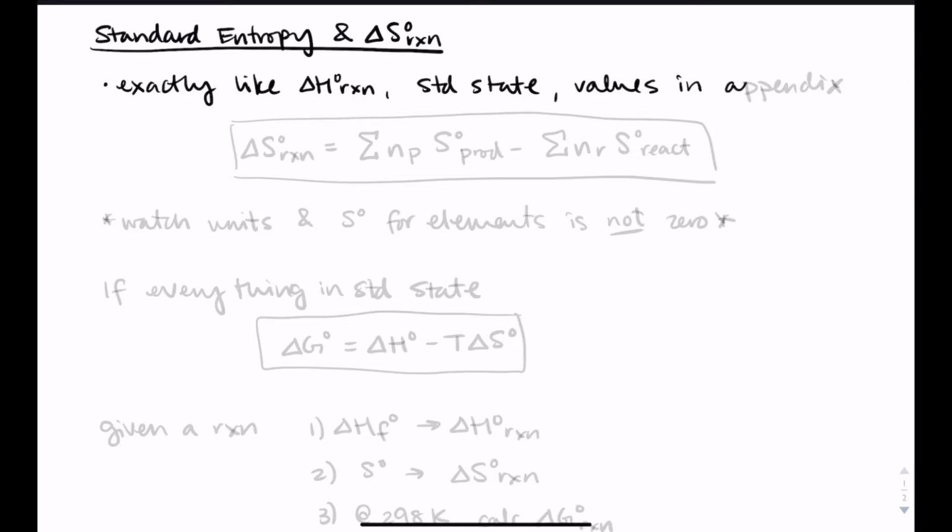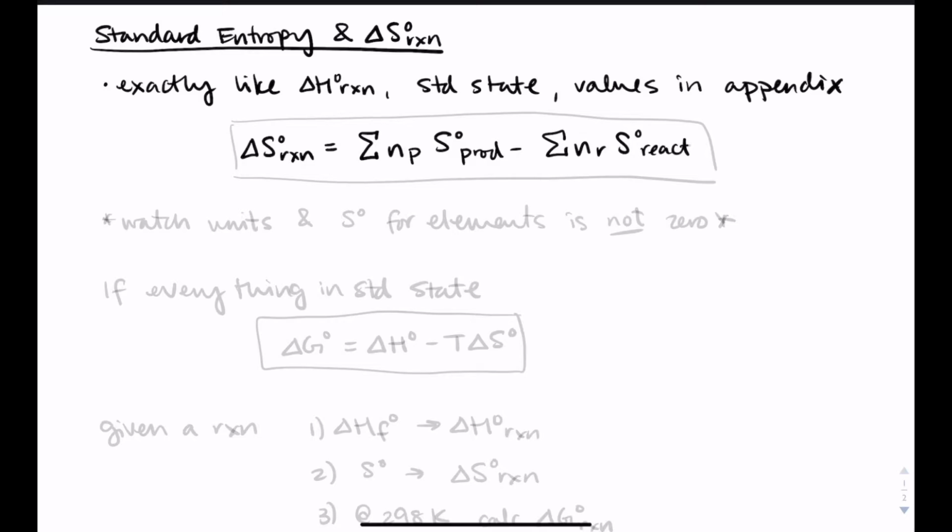The delta S standard of reaction is the sum of the number of moles of products times the entropy of the products minus the sum of the number of moles of reactants times the entropy of the reactants. So this will function exactly like it did when we did delta H. You'll get your values from the appendix, do products minus reactants, multiplying by the coefficients as you go. Again, and as always, watch your units, and the standard entropy for an element is not zero.